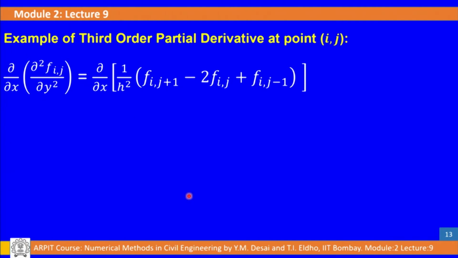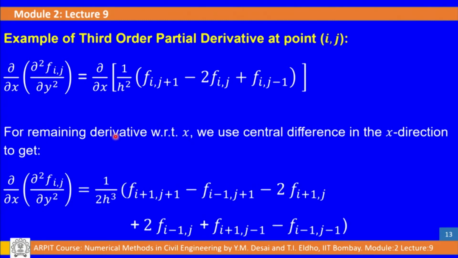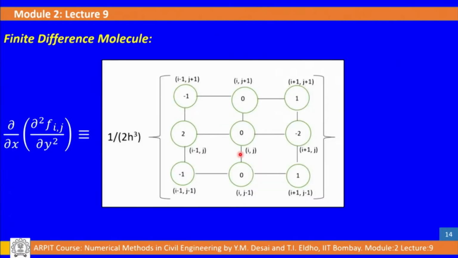Likewise, if I want the third derivative, del cube f by del x del y square, we do differentiation in one direction at a time. So, first I do differentiation with respect to y, and then with respect to each of these terms we do differentiation with respect to x, and that is how we got this expression over here. And in the finite difference molecular form we get an expression like this.